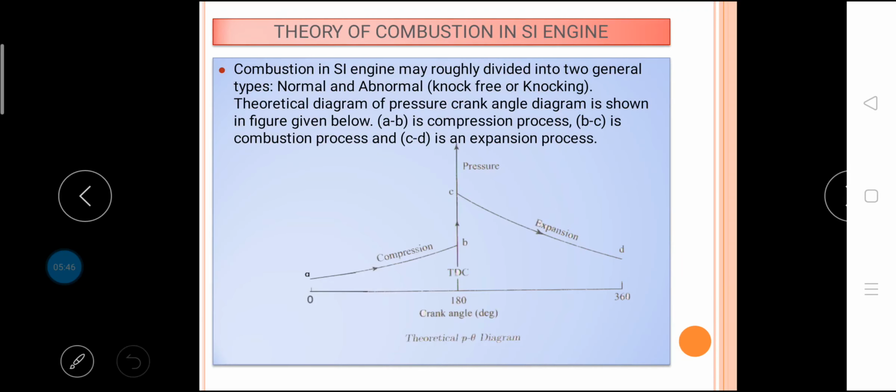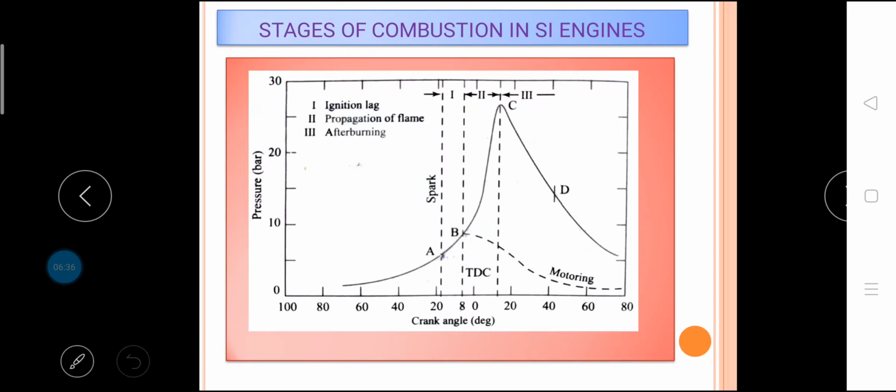Let us discuss about the various stages of combustion in spark ignition engine. This is the theoretical pressure crank angle diagram. This axis is pressure and this is crank angle. During the process of compression A to B, combustion B to C, and expansion C to D in an ideal 4-stroke spark ignition engine. In an ideal engine, as can be seen from this figure, the entire pressure rise during combustion takes place at constant volume, that is at top dead center. However, in an actual engine, this does not happen. The detailed process of combustion in a spark ignition engine is described by this figure.